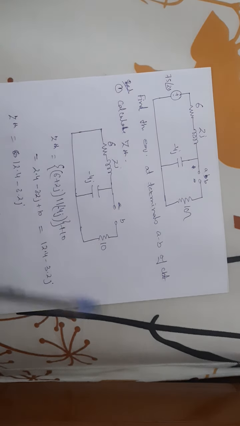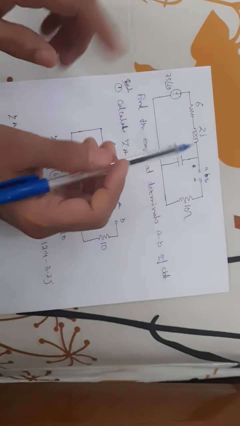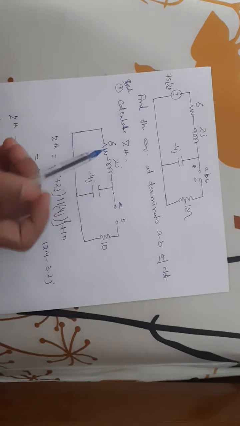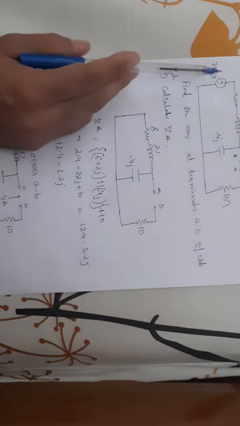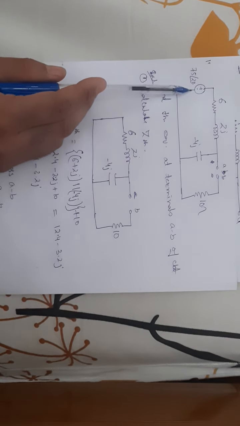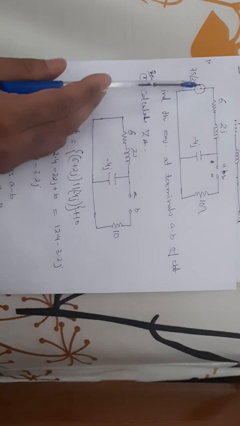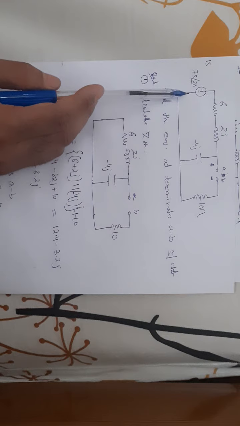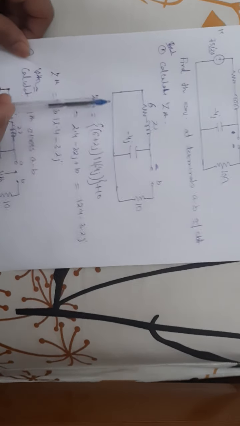So what I will do first is calculate ZTH, the Thevenin equivalent impedance. For calculating ZTH, you have to turn off all the sources. So the first step is calculate ZTH. The only source that is present here is the voltage source. So how will you turn off this voltage source? Simply by replacing it with a short circuit. So this is the circuit.